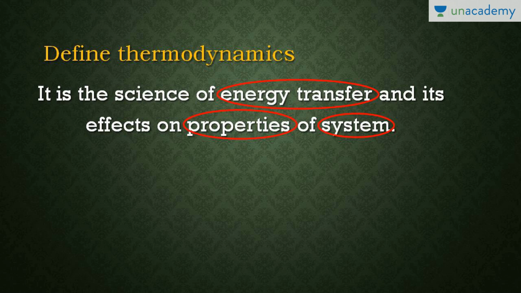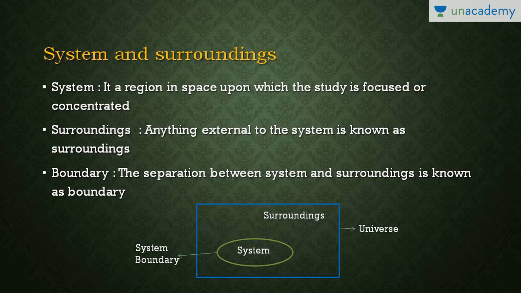What are the properties and what is system? So we will be understanding the system, we will be understanding the properties, we will be understanding the energy transfer and its effects on the properties of system. If you understand these three words in detail, this is the first 4 lessons of PK Nag. But first of all, we will understand system, then properties, after that energy transfer. So now, system and surroundings.